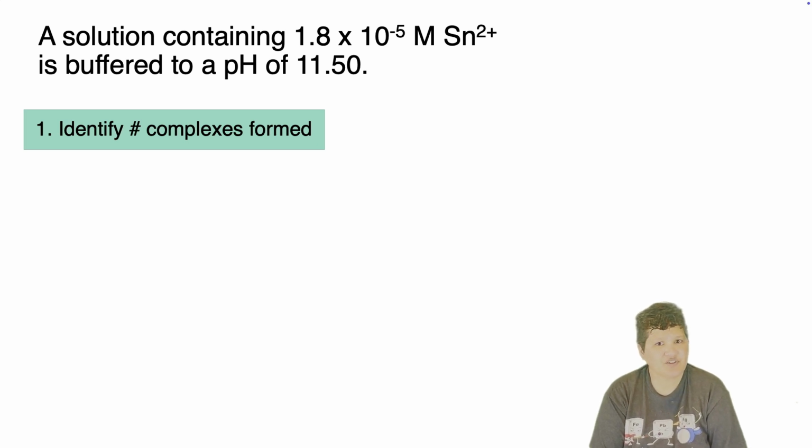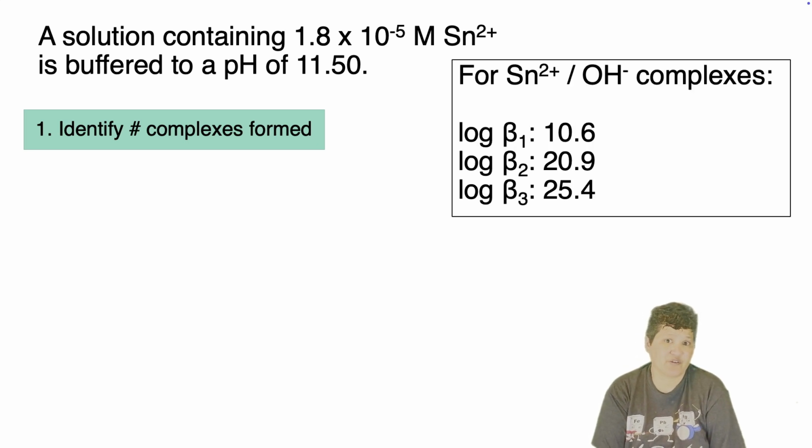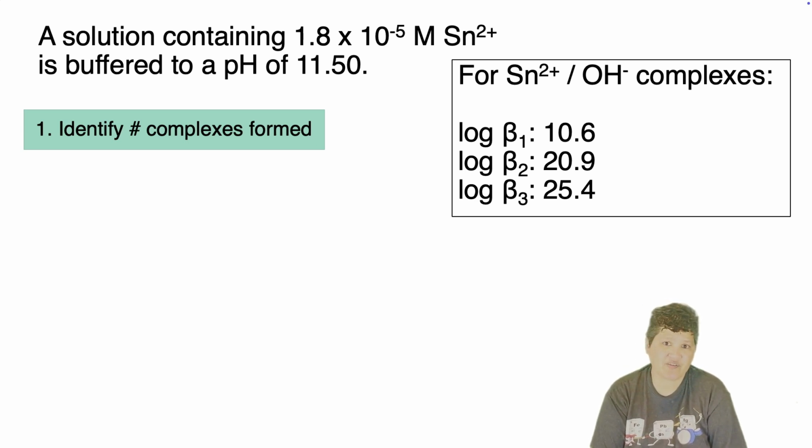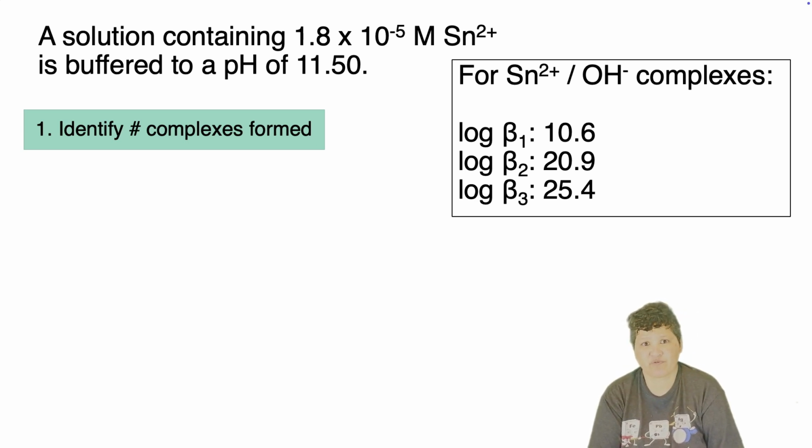The first thing you want to do is look at a table of complex formation constants to find out how many complexes will form. We have values for beta 1, beta 2, and beta 3, which means that we'll form 3 complexes. One with 1 hydroxide, one with 2 hydroxides, and one with 3 hydroxides. Before I move on, I want to warn you that I'm going to be moving through this problem pretty fast.